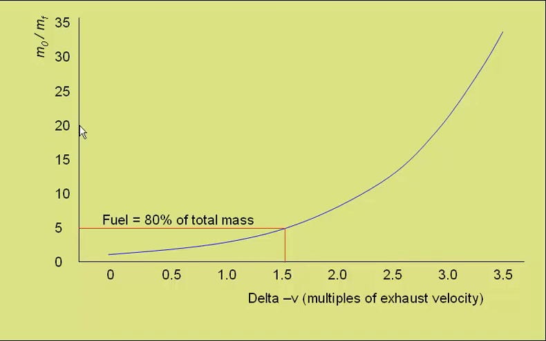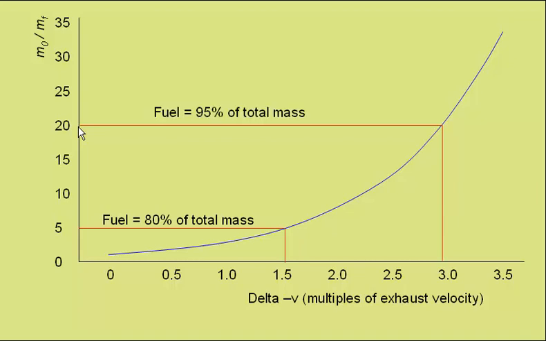However, looking up here, where the rocket itself is 1/20th of the mass, and the fuel is 19/20th, or 95% of the total mass, we can greatly improve the situation, getting 3 times the exhaust velocity.